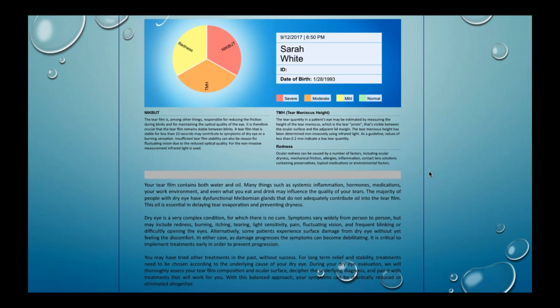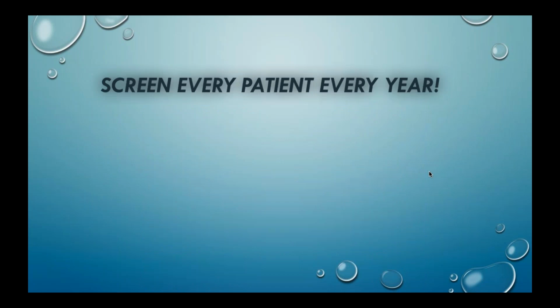Now, if I want to make it quicker, then I'll trade out the non-invasive tear breakup for interferometry, and then we're looking at about 1 minute and 15 seconds. So it is not something that slows you down, but it's something that gives a ton of information to both the doctor and the patient.